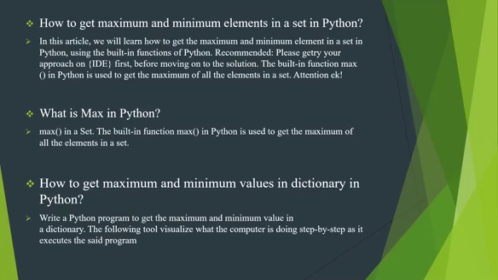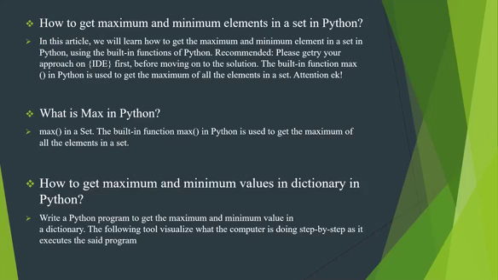How to get maximum and minimum elements in a set in Python. We will learn how to get the maximum and minimum elements in a set in Python using the built-in functions of Python. Recommended: please try your approach on an IDE first before moving on to the solution. The built-in max function in Python is used to get the maximum of all the elements in a set. What is max in Python? Max function in a set. The built-in max function in Python is used to get the maximum of all the elements in a set.